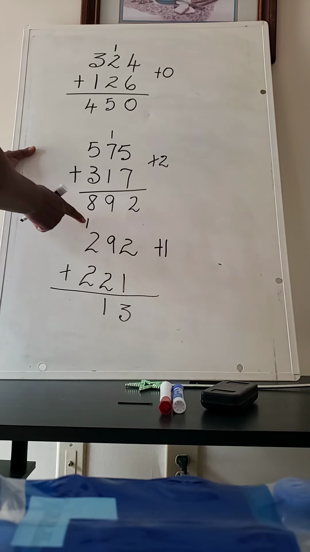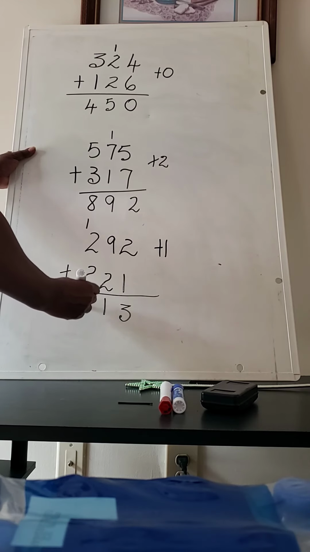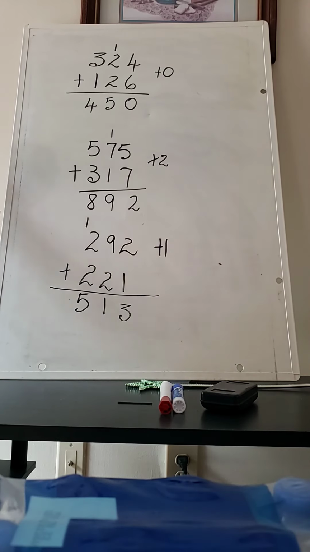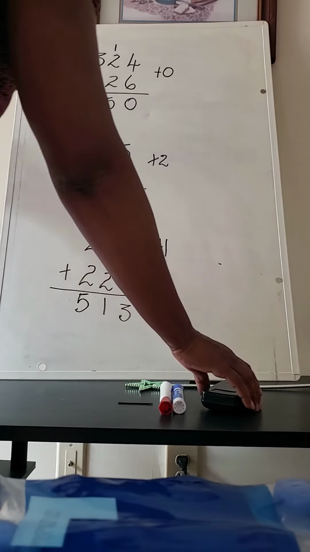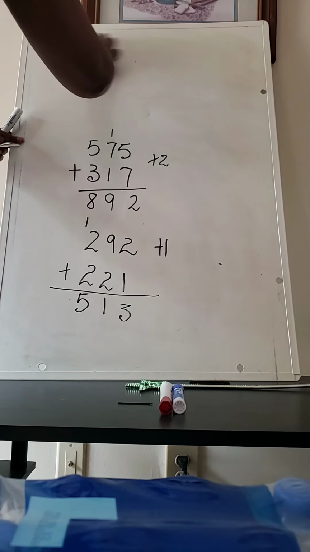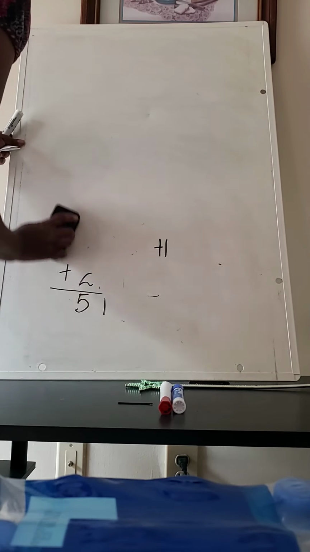2 and 2, 4 and 1, 5. So the answer is 513. And that's what your parents are used to. So now we're going to be looking at solving those problems using another method, and that is the number line.